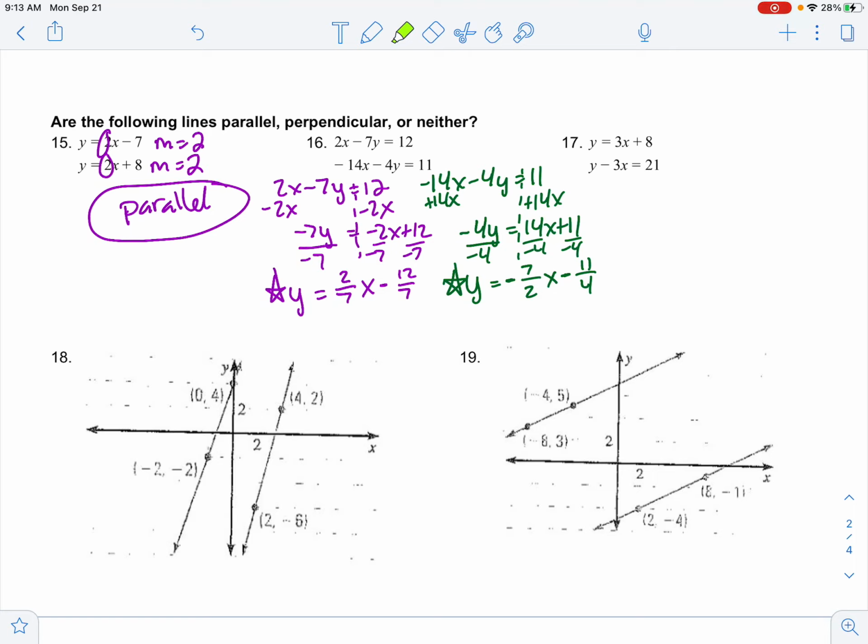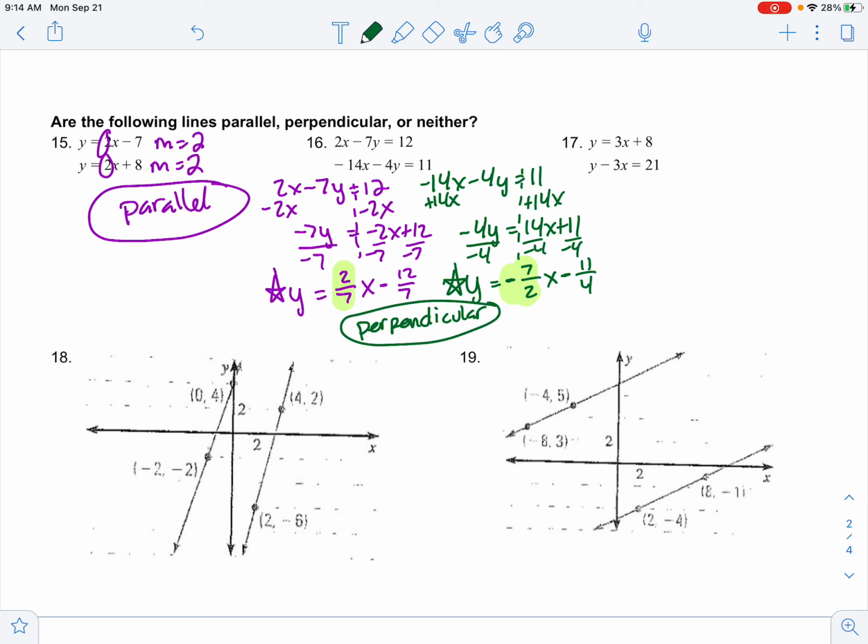Now what are my slopes in each of these? In the first one, the guy in front of the x is 2 over 7. In the second equation, the guy in front of the x is -7/2. So they're not parallel because they're not exactly the same. Did I flip them and change the sign? 2 over 7. If I flip that, I get 7 over 2, change the sign, and it's negative. So yes, I did flip it and change the sign. They're opposite reciprocals, so these would be perpendicular.